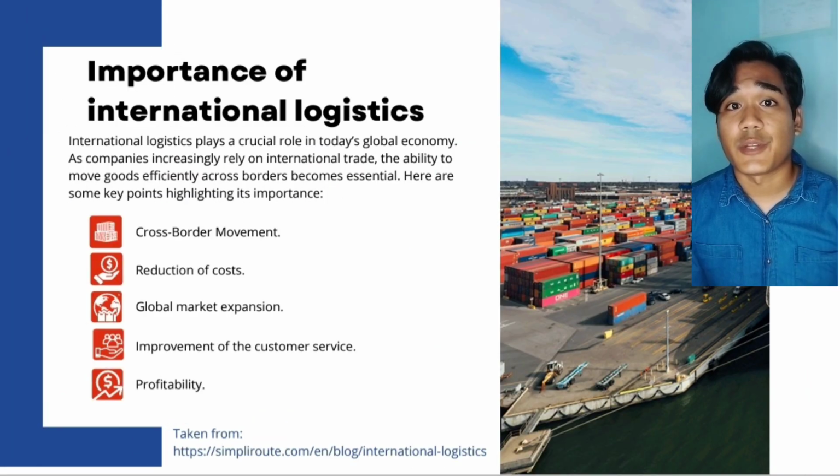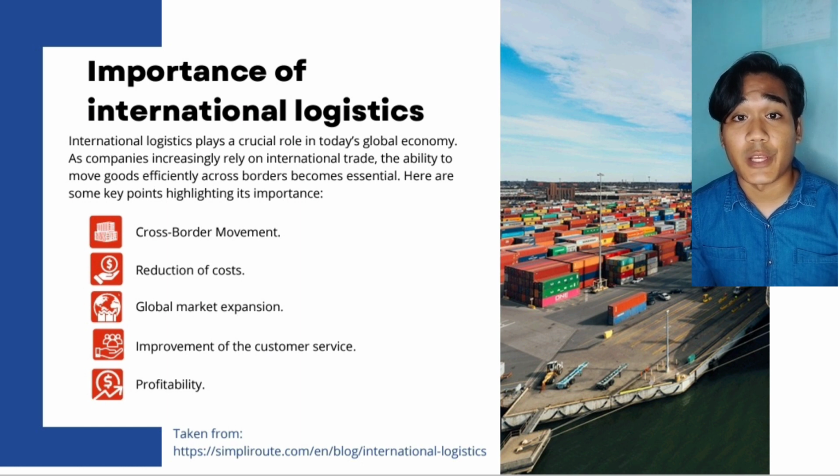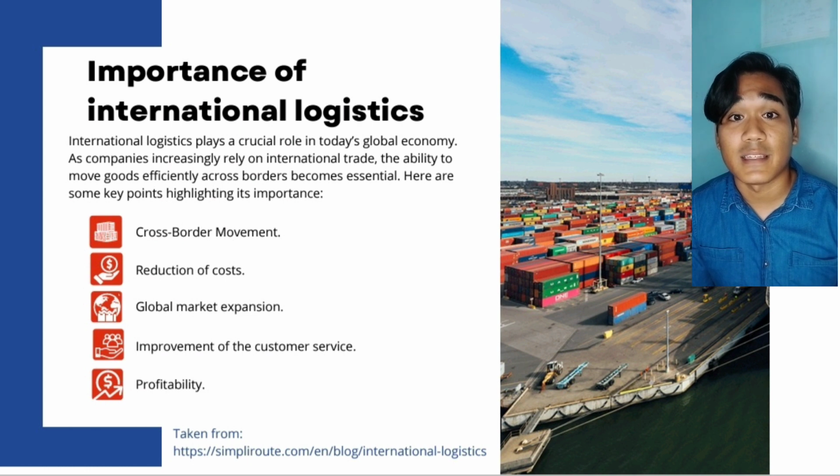Now let's talk about the importance of international logistics. It plays a role in today's global economy as companies increasingly rely on international trade, and the ability to move goods efficiently across borders becomes essential. Here are some key points highlighting its importance. The first one is cross-border movement, and it encompasses supply chain planning, transportation, and distribution. The reduction of cost is the second one, and an effective international logistics network can help reduce cost by optimizing routes, consolidating shipments, and minimizing delays.